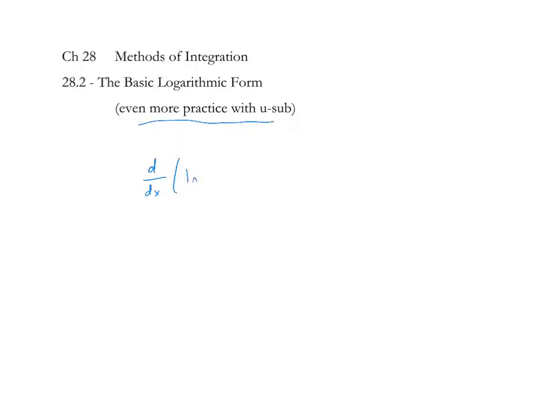So for this section, it is really important to remember that the derivative with respect to x of the natural log of x is 1 over x. The derivative of the natural log is 1 over x. So that means that when we integrate 1 over x with respect to x, we get the natural log of x plus c, right? Because those are opposites of each other. So derivative of log is 1 over x. Integral of 1 over x is natural log.